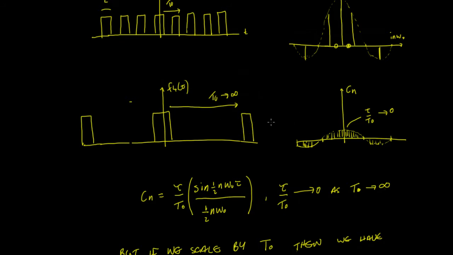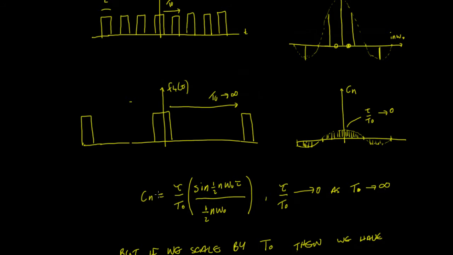So what you're going to end up with, as that tends to infinity, is an infinite number of these components, but the height of them will actually tend towards 0, because the height is given by tau over T naught, and as T naught tends towards infinity, this tau over T naught will head towards 0. So it's not very much use in that form.